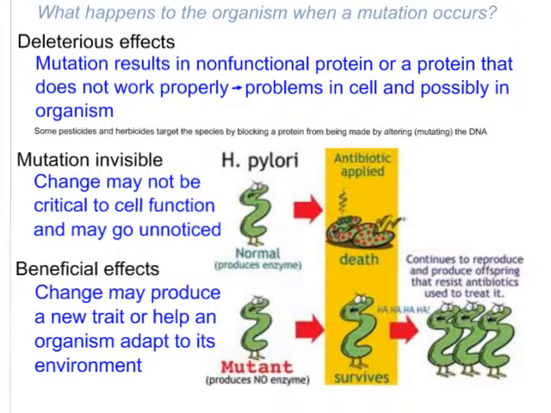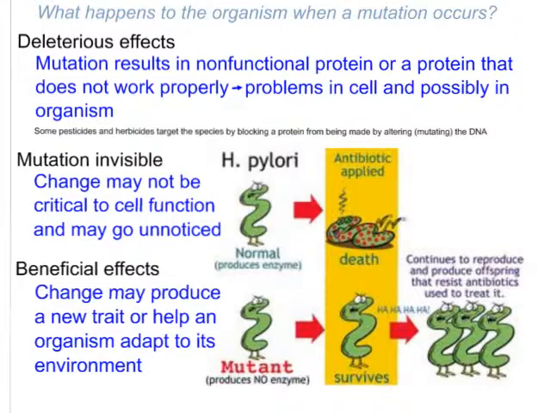So what happens to the organism when a mutation occurs? Well, one of the more common effects would be a deleterious effect. When a protein does not work properly, or when it is not able to be made, those are very deleterious effects, very negative for the organism. They can cause damage or possibly death.